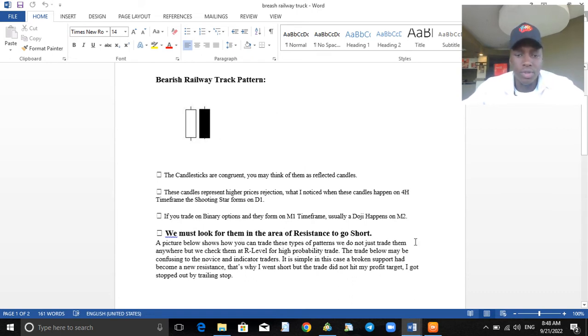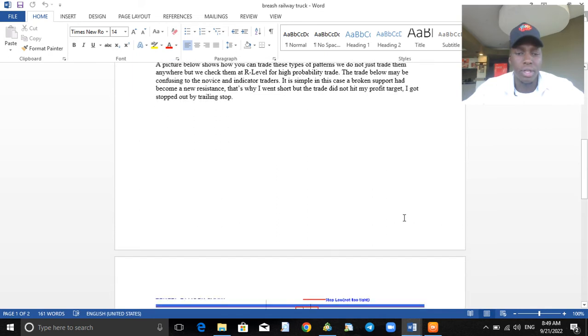We do not just trade them anywhere, but we check them on a key level, which is our resistance level, for a high probability trade. The trade below may be confusing to indicator traders. It's simple. In this case, a broken support had become a new resistance. That's why I went short, but the trade did not take profit, it got stopped out by a trailing stop.